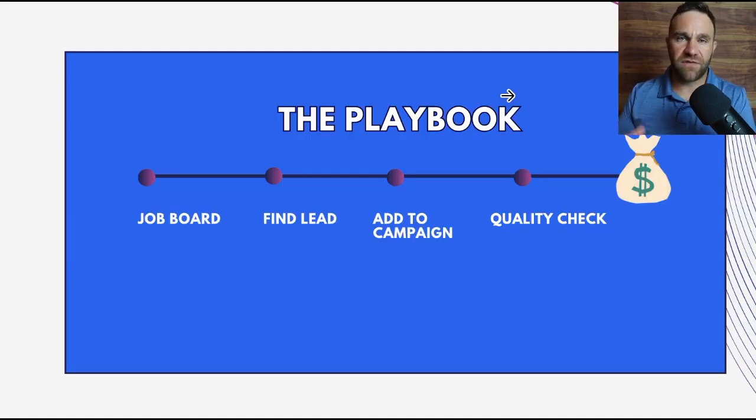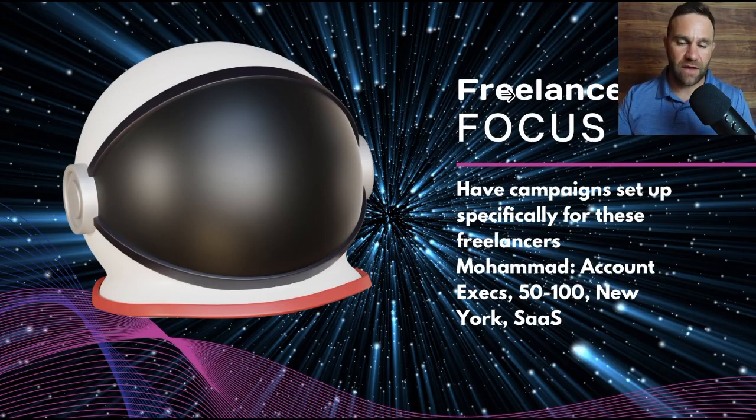After the 10 hours, if I'm happy with their work, I'll just have the whole process automated. From when the lead is clicked on and added to the list, it'll just be put into the right campaign immediately. So Mohammed is going to be doing account executives, companies that are 50 to 100 headcount in New York City that are software companies. I'm going to duplicate my campaign that I have in my email tool and tailor the messaging to companies that are in New York City that are of this size.